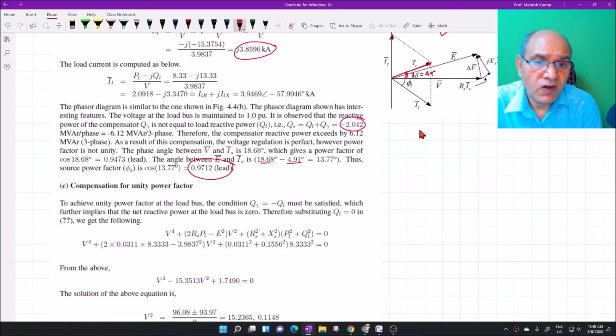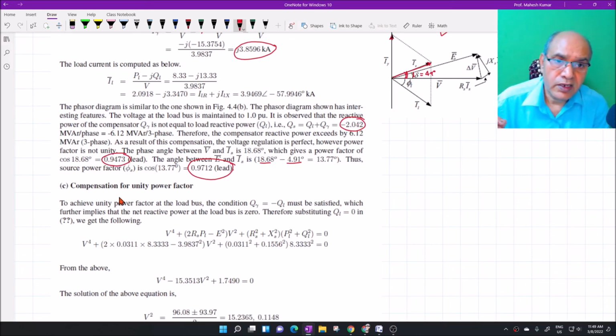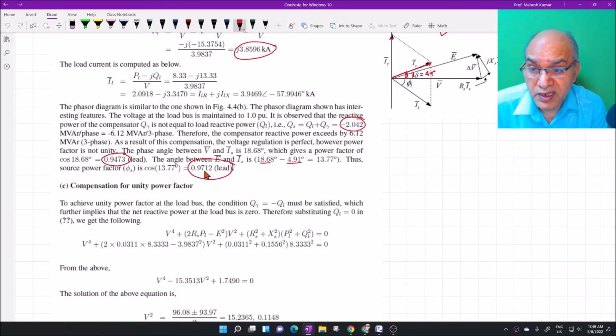So here the power factor at the load bus will be the angle between I and B, cosine of 18. So cosine of 18 will be 0.9473. So at the load bus we will get the power factor of 0.94 lead, and at the source bus we will get the power factor of 0.97.